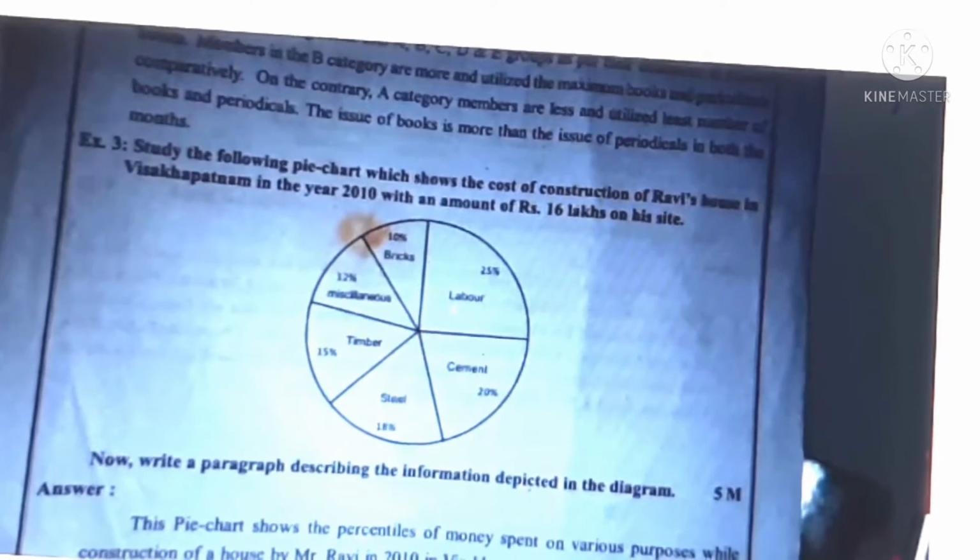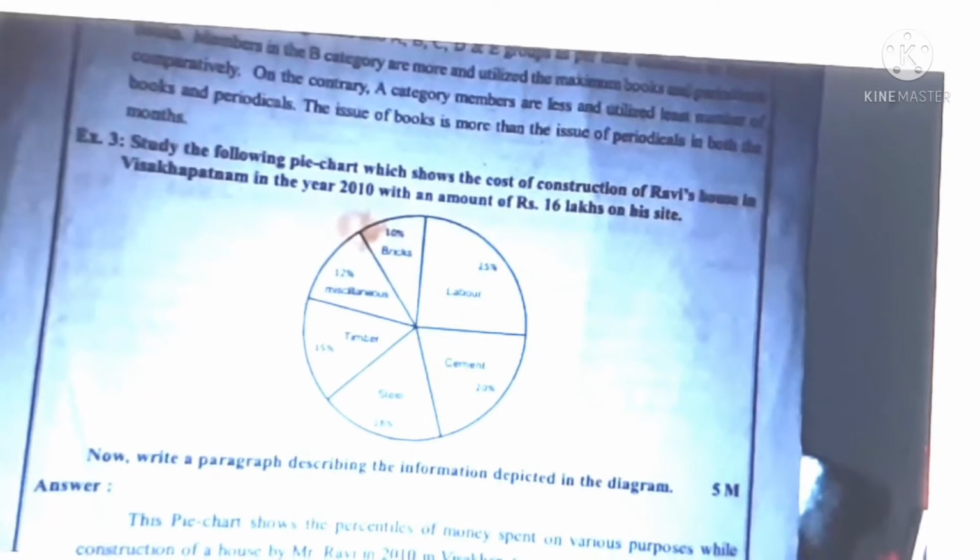I am going to tell you some easy tips for even slow learners. I am going to give you some easy tips to write it very easily. Okay, let's start. Below the question, they ask to write a paragraph.